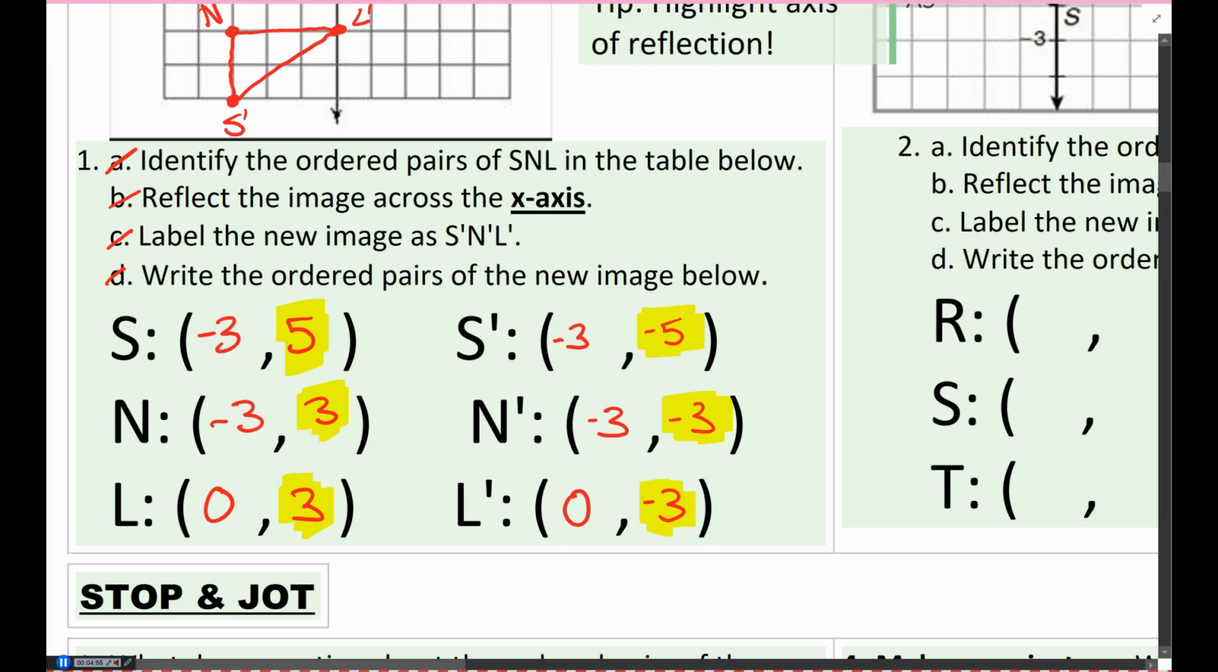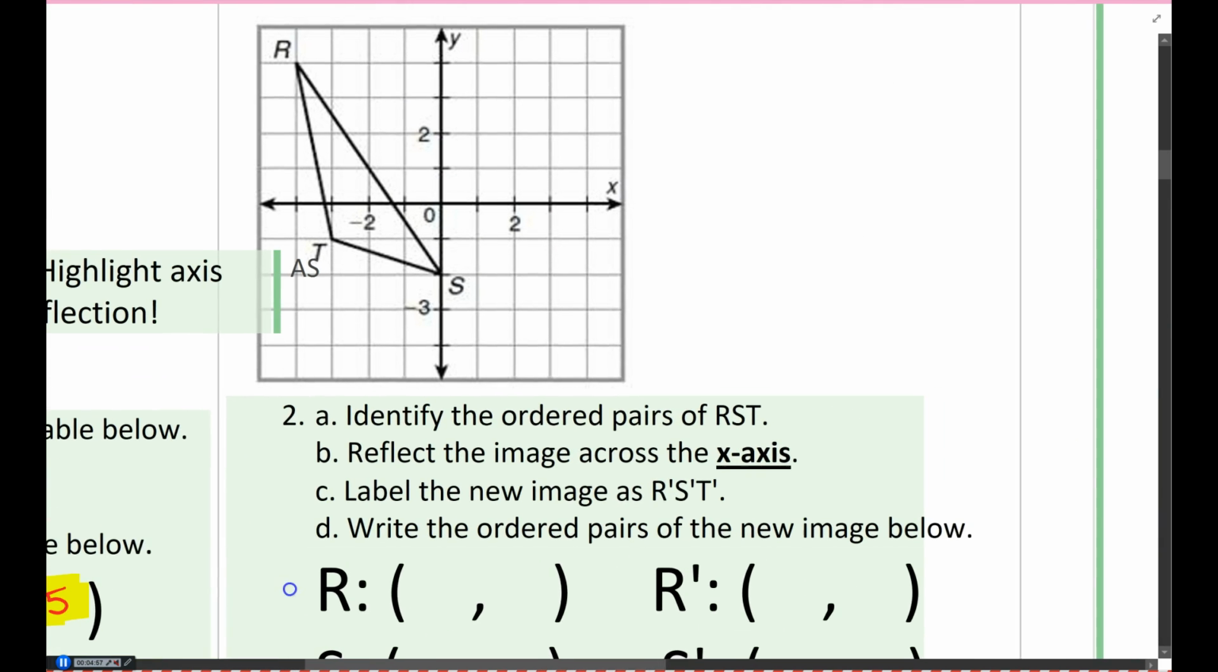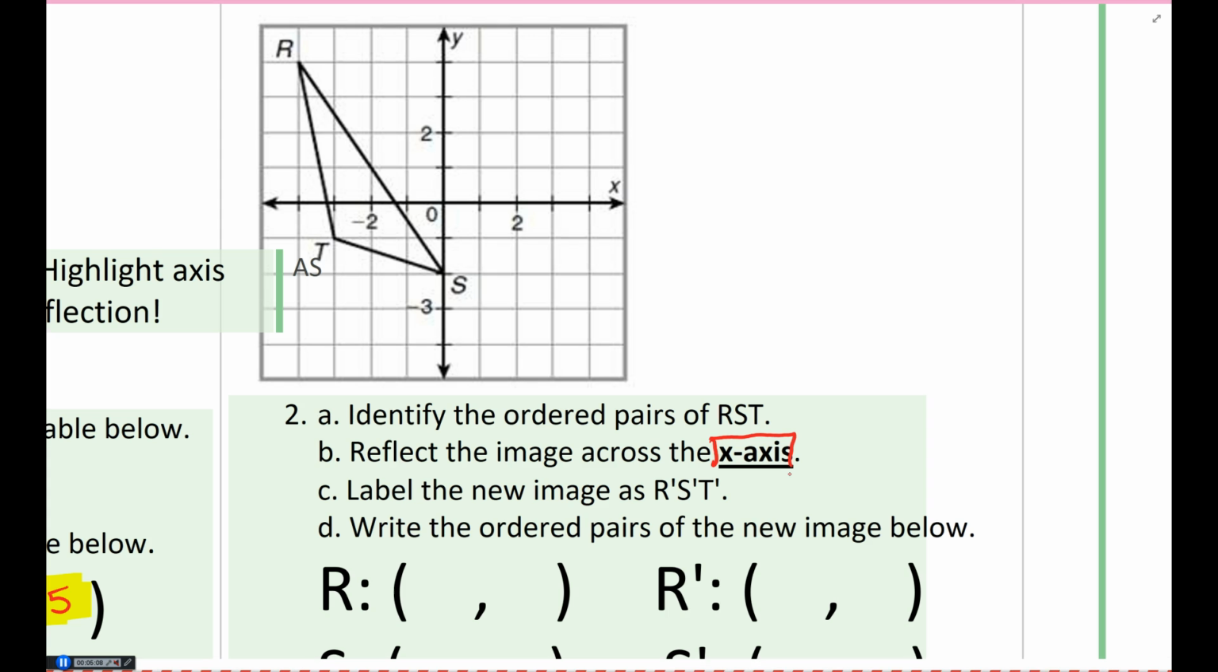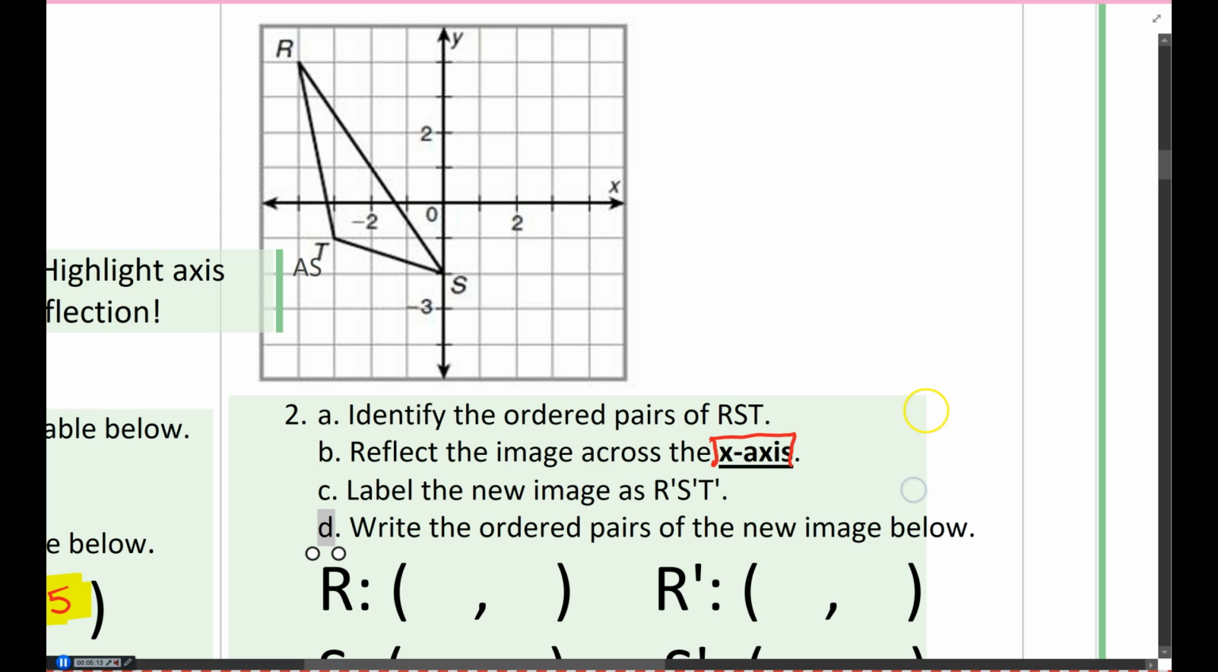So as you're taking your students through this, let's go through these steps again, and I want you to think about that. Make a prediction. What's going to happen when I reflect across the x-axis? Well, let's try it. First, identify the ordered pairs of R, S, T. Let's go through then and do that. R, I can see, is at -4, 4.